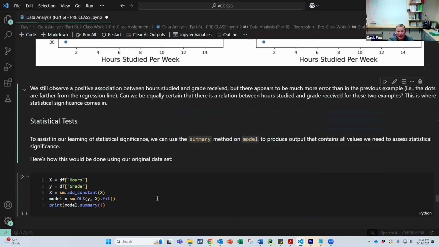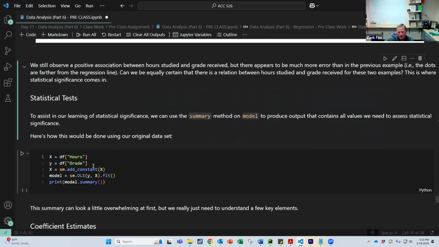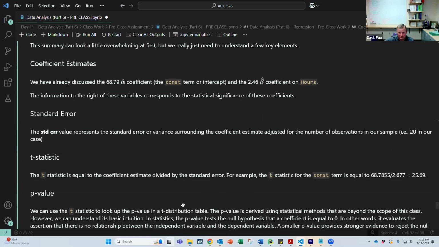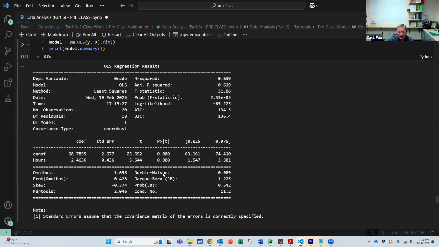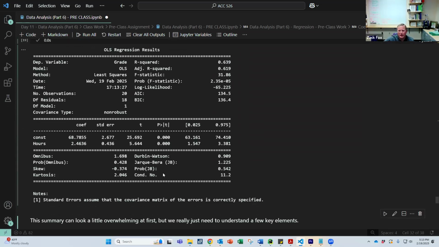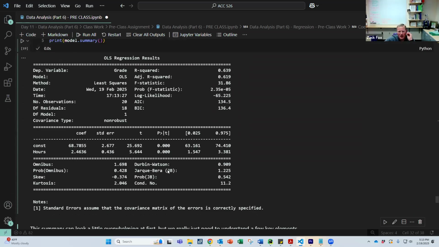Okay, so to help our learning of statistical significance, we can use the summary method on the model to produce output that contains all the values we need to assess statistical significance. So here's how it would be done in our original data set. The only difference here is this .summary function at the end. Let's run this, and voila, here's the summary. I know this looks like a lot, but we really just need to understand a few key elements. I don't need you to know all of this, just a few of them, okay? And we'll be referencing back to this so that you can get a sense of what's going on.